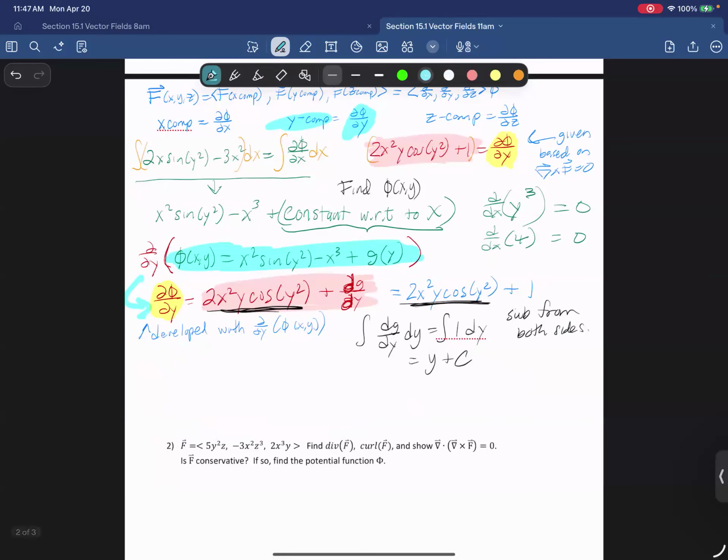Putting it all together, we want to have what phi is. I'm looking for the final form here at the end. Phi of x y in this case, in some cases we'll have a z, but in this one we don't. X squared sine y squared minus x cubed. And then our g of y was y plus c. Look good? All right.